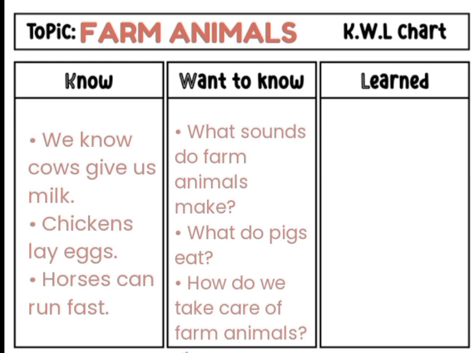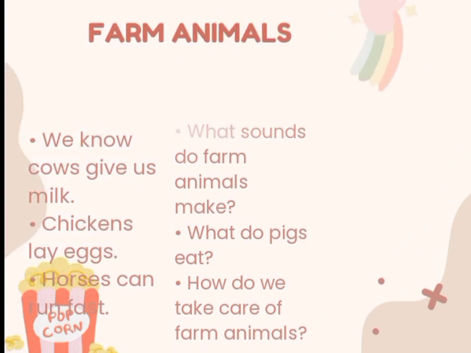And now let's proceed to the L column, or learn column. After they have completed their study or lesson, students record what they have learned about the topic. This step allows them to reflect on their new knowledge and understanding also. This can include new facts, insights, or understanding gained during the learning process. It allows students to reflect on what they have acquired and how their understanding has evolved or developed about the topic.